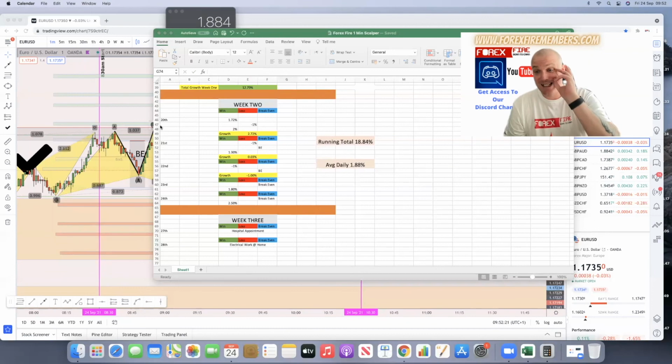And again, guys, 18.84% growth in 2 weeks of trading, okay? 2 weeks of trading using this method with one pair, 2 hours a day, and at times not even 2 hours a day. I cut this short. We've done about an hour and a half today because I'm happy with that 2.5% growth. I've got some other stuff to do today.